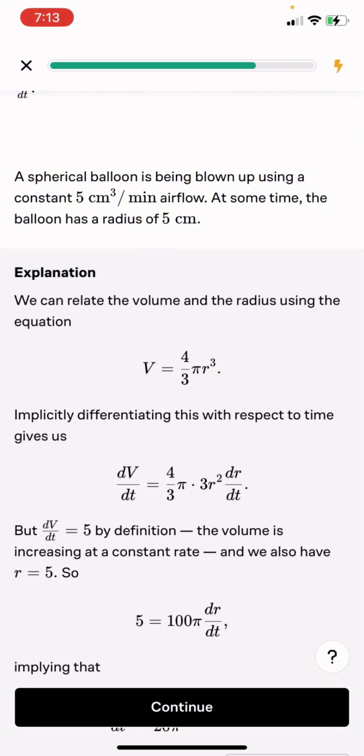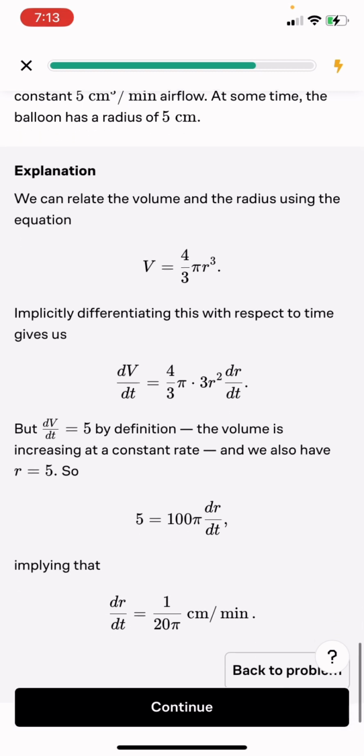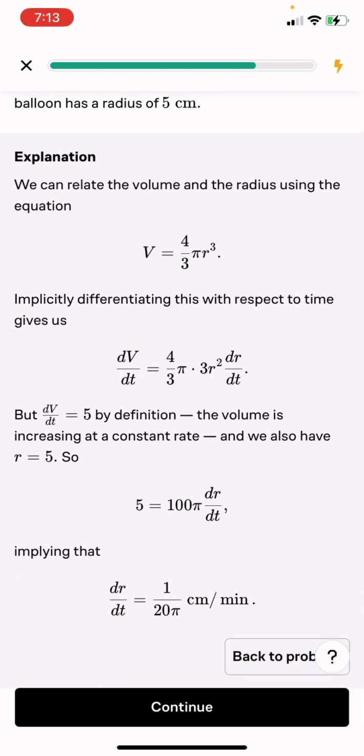So we can relate the volume with respect to time, which gives us derivative of v over derivative of t. It goes forward, 3 times r squared, chain rule again. The rate equals 5 by definition. The volume is increasing again. 5 equals 100 pi times derivative of r. So if we combine those, applying it.